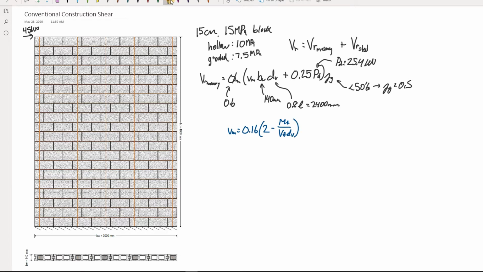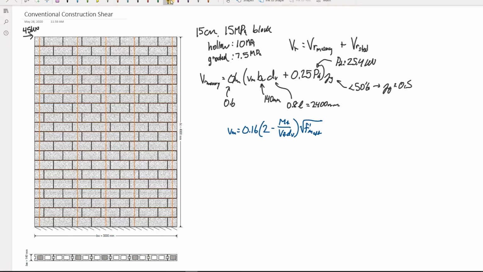And all of this is going to be multiplied by the square root of F'm effective. So in this case, because we're dealing with partially grouted, we have to take that into account. So where to start? You know what, I'm going to get right into that effective strength.